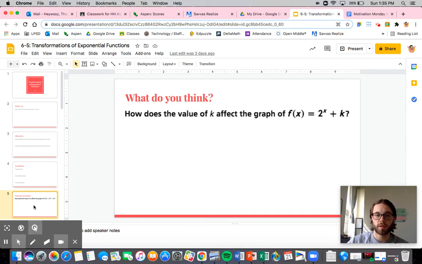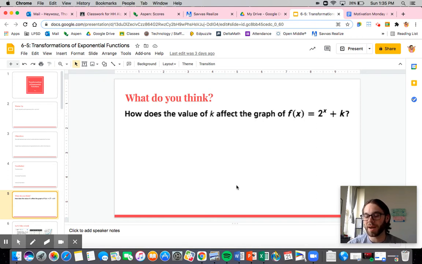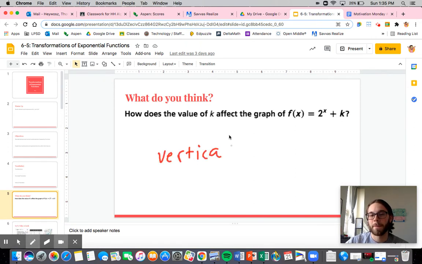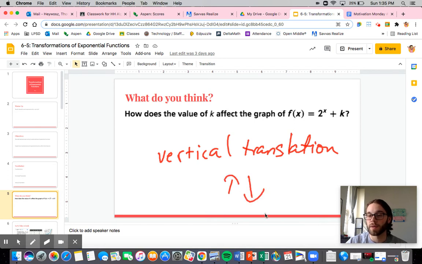So, just as a point of reference, what do you think the value of k is going to do? Well, based on what we would have looked at slightly earlier with our other functions, you can probably guess that k is going to cause it to go up and down, right? It's going to be a vertical translation. So we're going to go up or we're going to go down. And that's all it's going to do. Okay, that literally will be what it does.